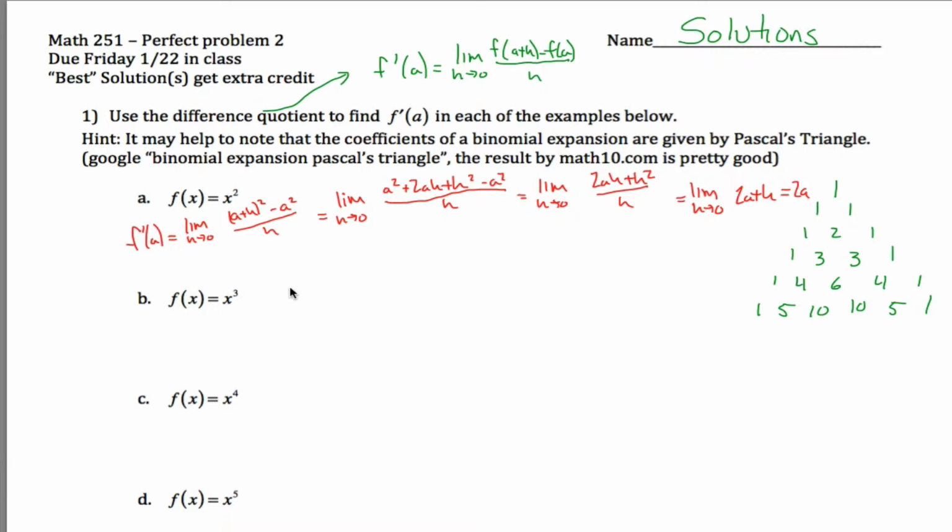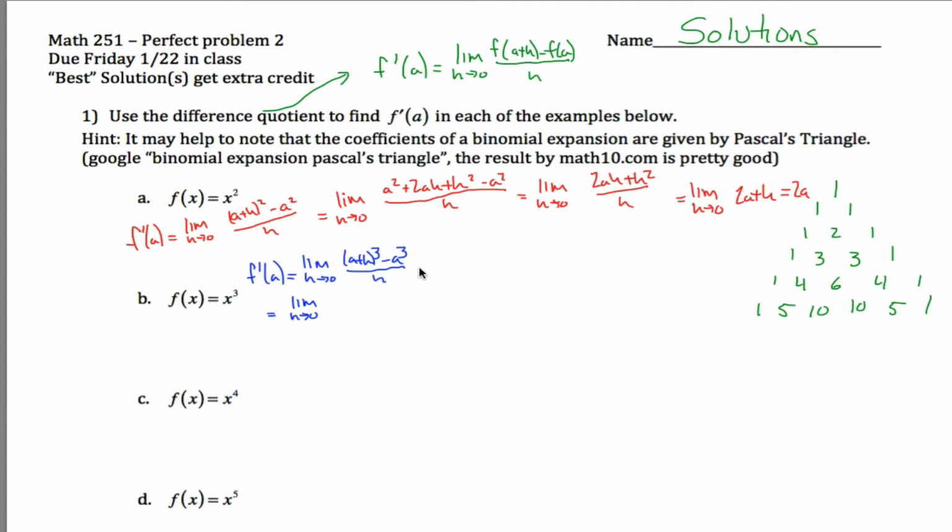So what about for x cubed? Well, it's kind of the same idea. Maybe I switch colors here. Except now f prime of a would be equal to the limit as h approaches 0 of a plus h cubed minus a cubed over h. And let's see, let's go vertically this time. You can expand out a plus h cubed, kind of foiling twice, or you could sort of cheat and look over here and say that the coefficients are given by Pascal's triangle.